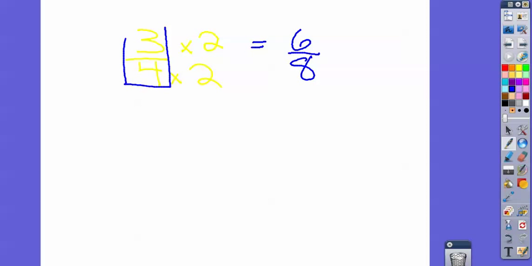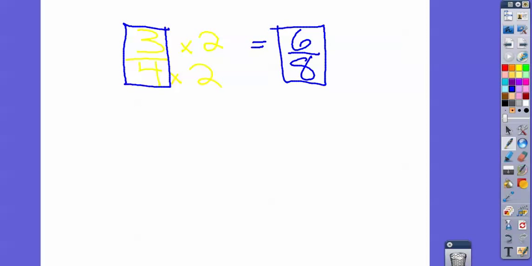So let's start with just a simple fraction, 3/4. Now, since 3/4 can't be made any smaller, there's no factor that can divide into either of those numbers to make it any smaller. It is in its simplest form. But I can multiply this by any number. So here I'm going to multiply it by 2, and the answer would be 6/8. So just like what I did, as long as I multiply top and bottom by the same amount, I'm going to have an equivalent fraction.